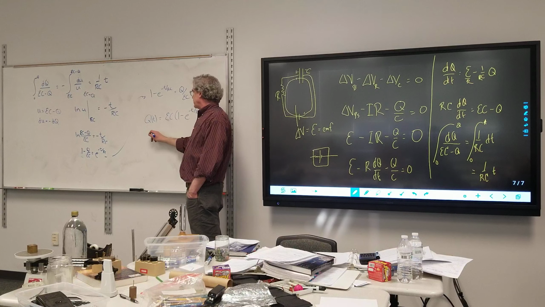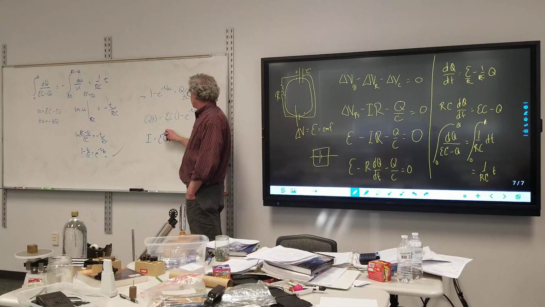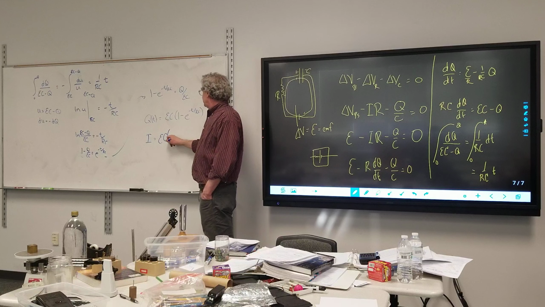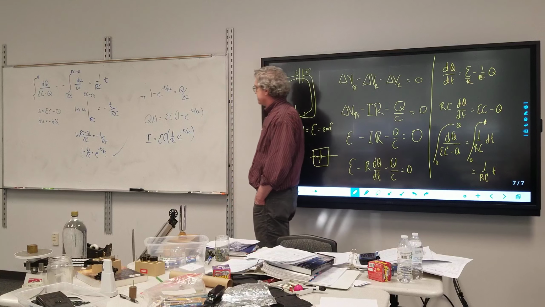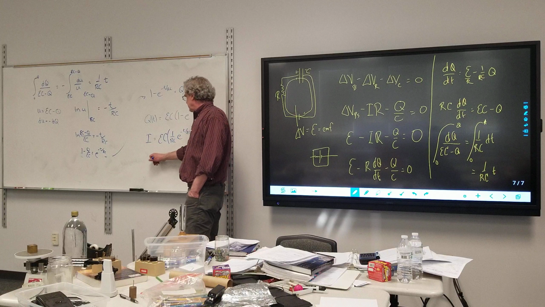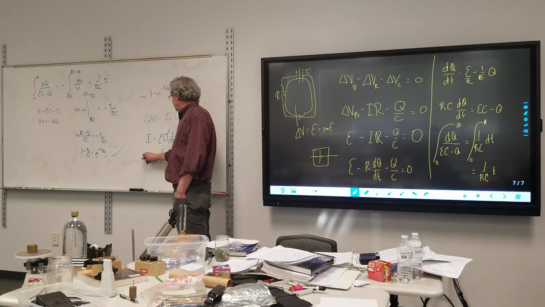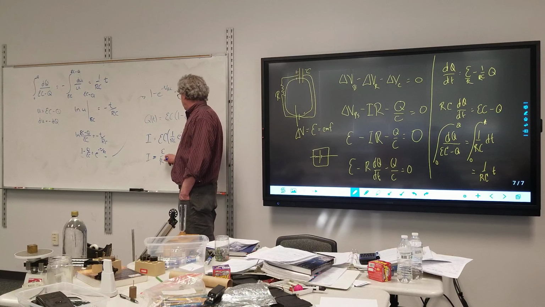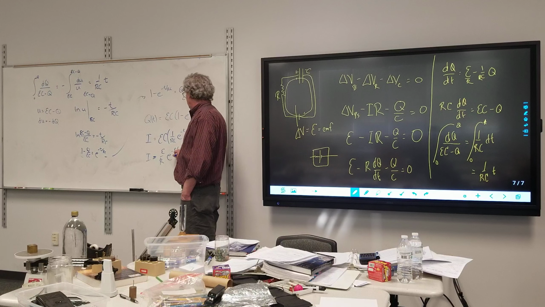I now have Q as a function of t, so I can find my current, which is just the derivative of this with respect to time, which is epsilon C times 1 over RC e to the negative t over RC. My coefficients there, the C's cancel out, and I'm left with epsilon over R times e to the negative t over RC.